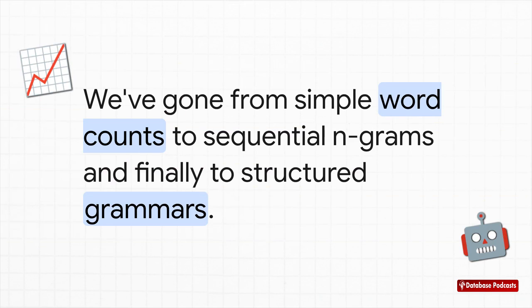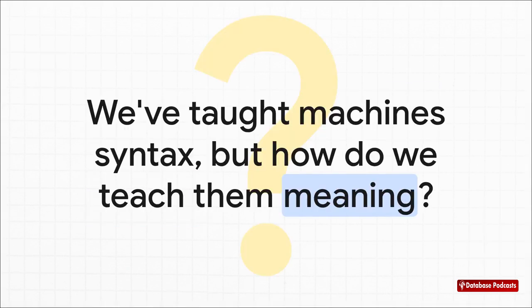And that progression is really the whole story here. We've journeyed from just counting words to understanding their sequence, and then finally to actually defining the structural rules that hold the language together. That journey is absolutely fascinating, isn't it? But it leaves us with one final, big question. We've managed to give the machine a rulebook for grammar and syntax, but the next great frontier, the real challenge, is teaching it how to understand the story, the context, the meaning behind all those perfectly structured words.